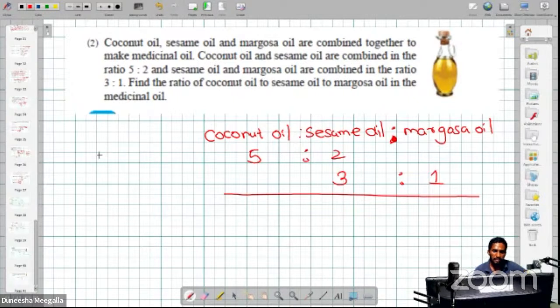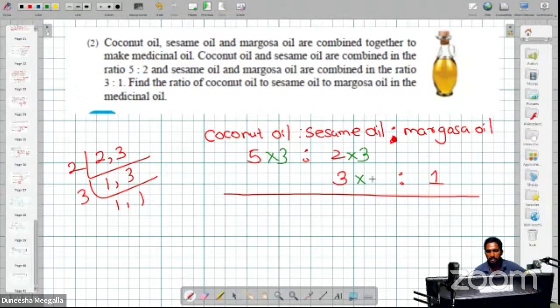Okay. Then for 2 and 3, we have to find the least common multiple. Divide by 2, it's 1, 3. And divide by 3, 1, 1. It's 6. To make it 6, we have to multiply by 3, and multiply this one by 2. It's 15 to 6 to 2.